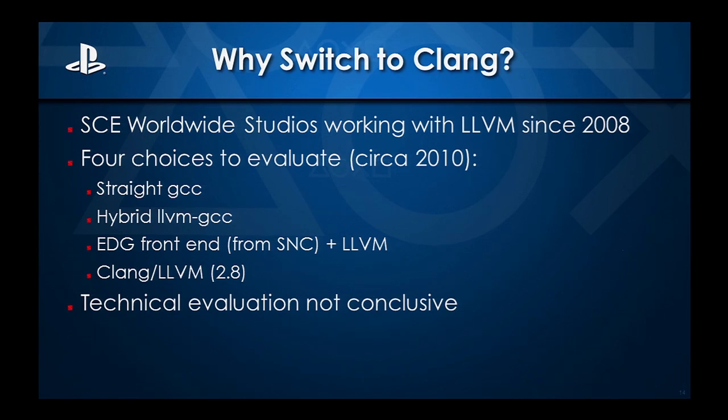So if you look at all the possibilities, just go back to GCC. There's this LLVM GCC thing that was in tree at the time. We could take the EDG front end from our existing toolchain, glue that to LLVM, or just use Clang.